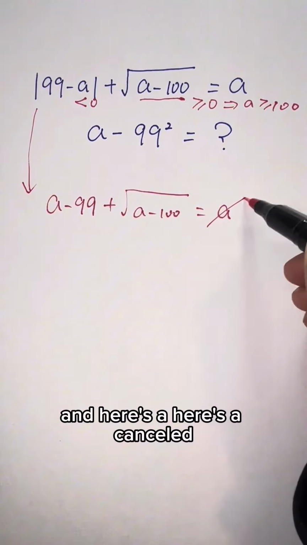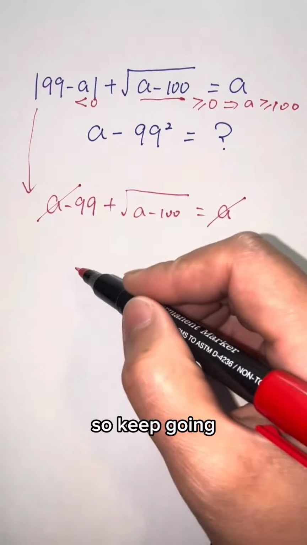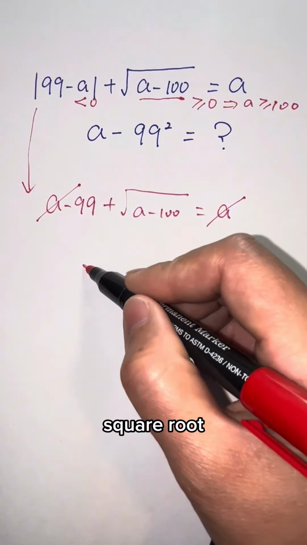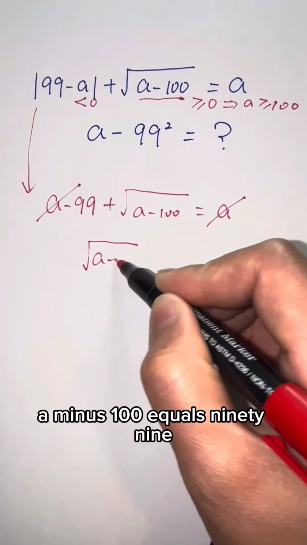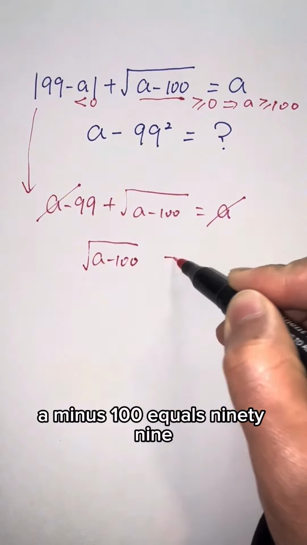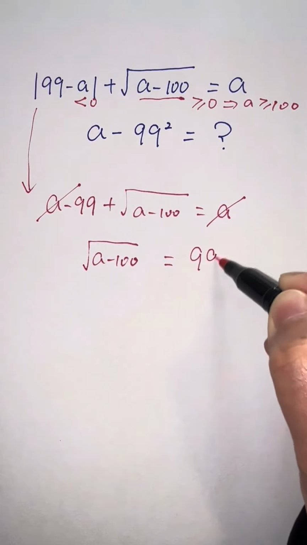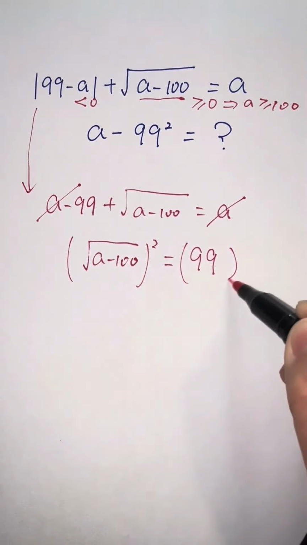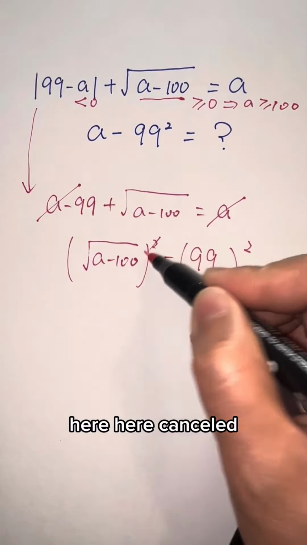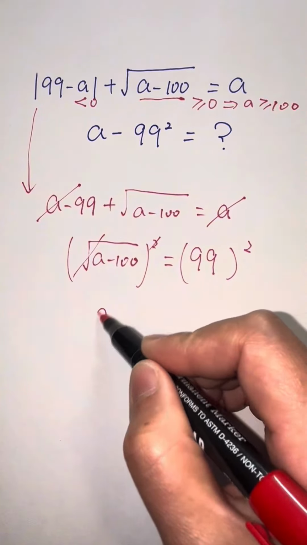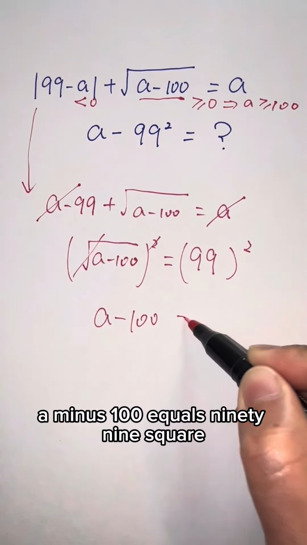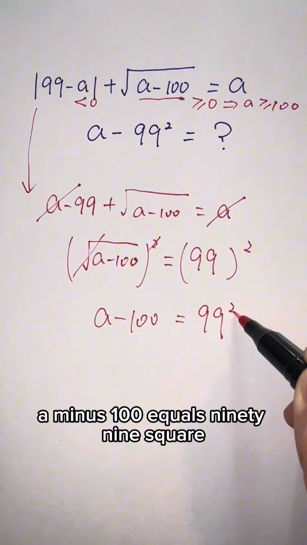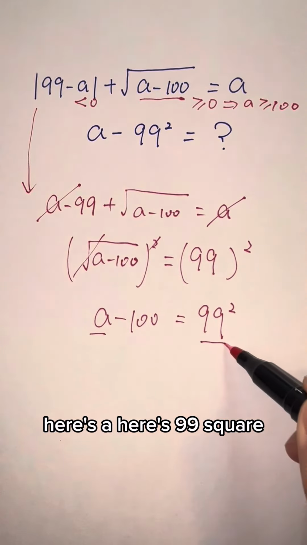And here's a canceled. So keep going. Square root a minus 100 equals 99. And put square on both sides. Here canceled. A minus 100 equals 99 squared. Here's a, here's 99 squared.